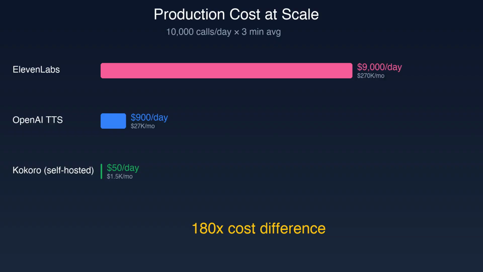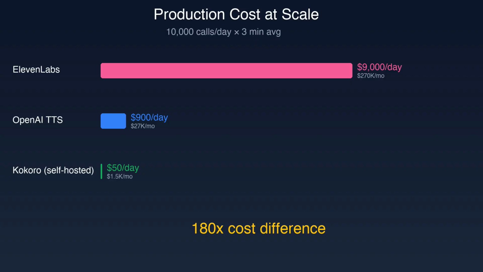Let's talk about what happens when you try to scale a voice agent to real users. This is where the economics get interesting and sometimes terrifying. At 10,000 calls per day, averaging 3 minutes each, here's what TTS alone costs. With 11 labs at 30 cents per minute, you're looking at $9,000 per day. That's $270,000 per month.